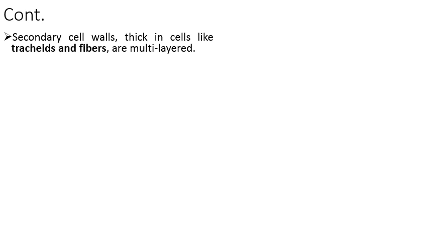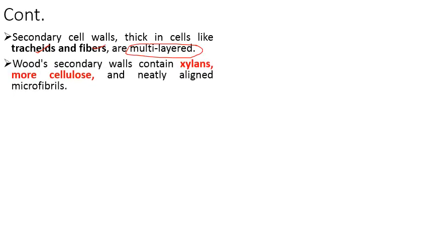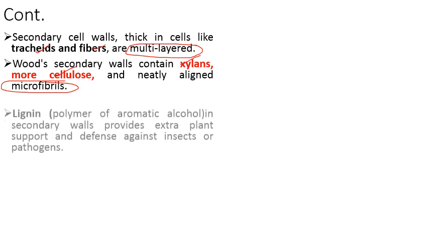Secondary cell walls are thick, and they are found in cells like tracheids and fibers. Here the cell wall is multi-layered. So जो wood है, that is secondary xylem. Its secondary wall contains xylans, more cellulose, and neatly aligned microfibrils of cellulose.